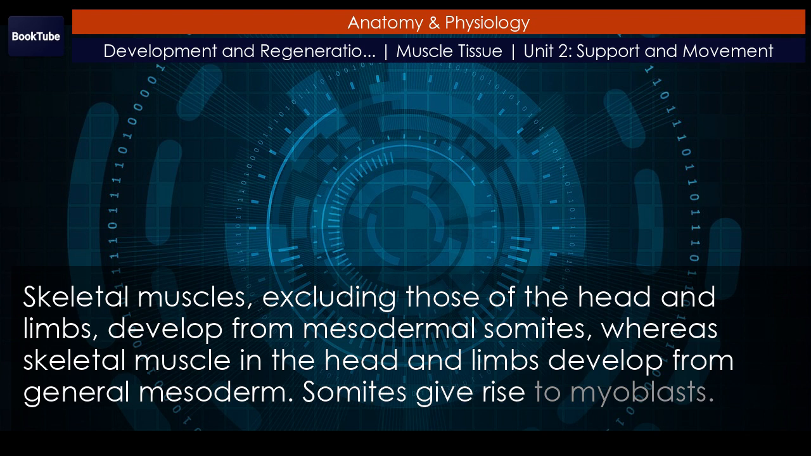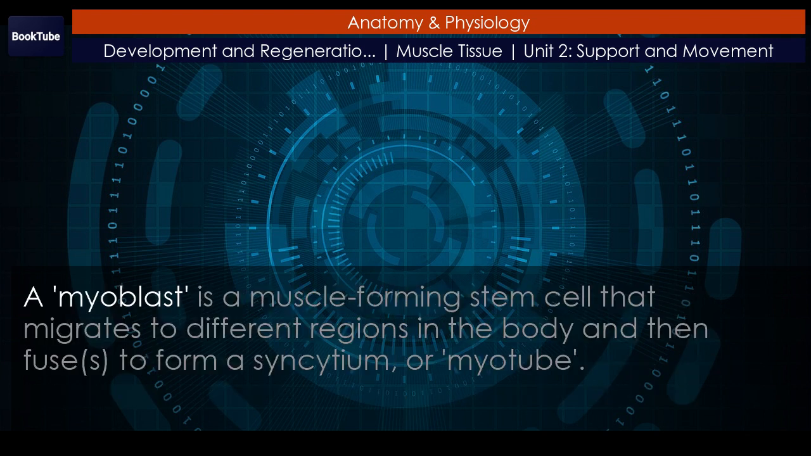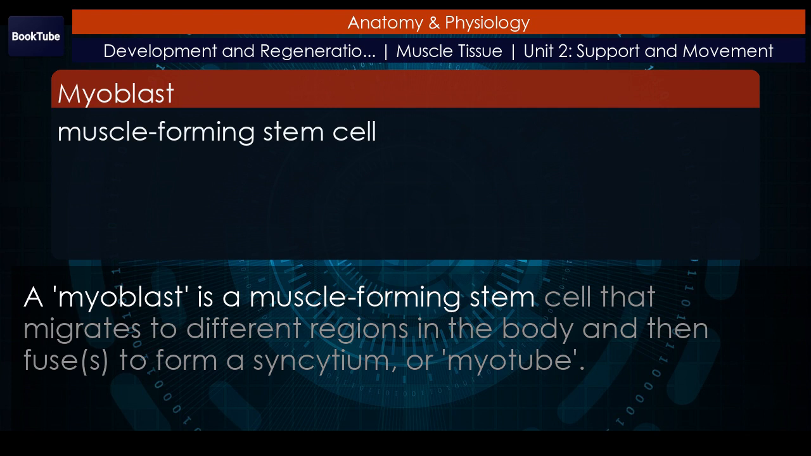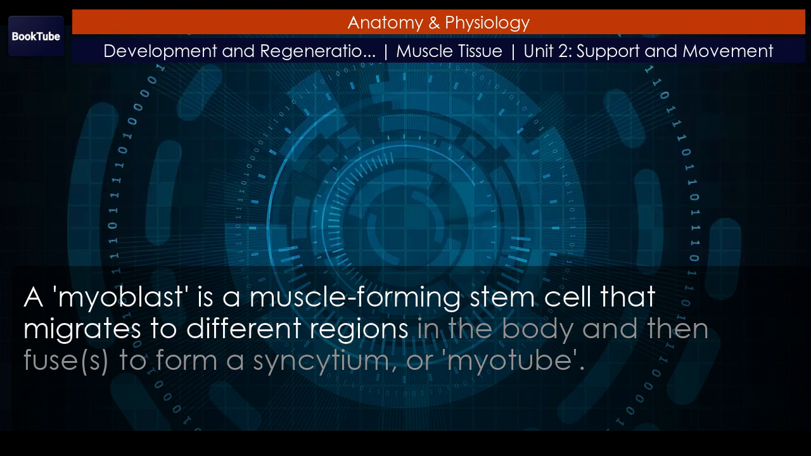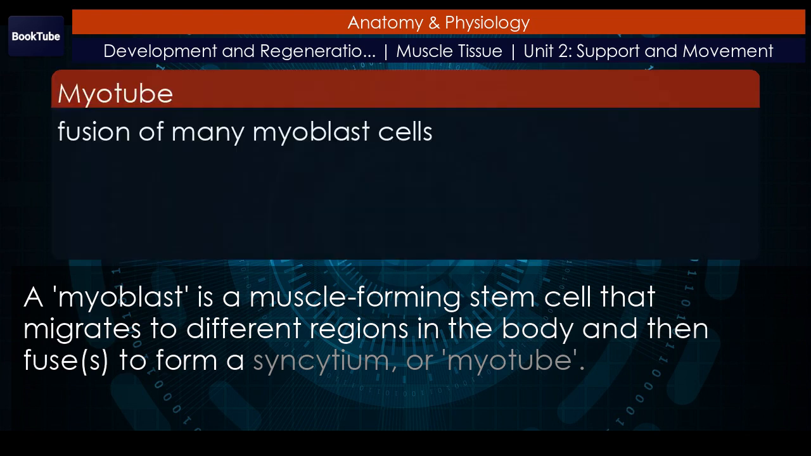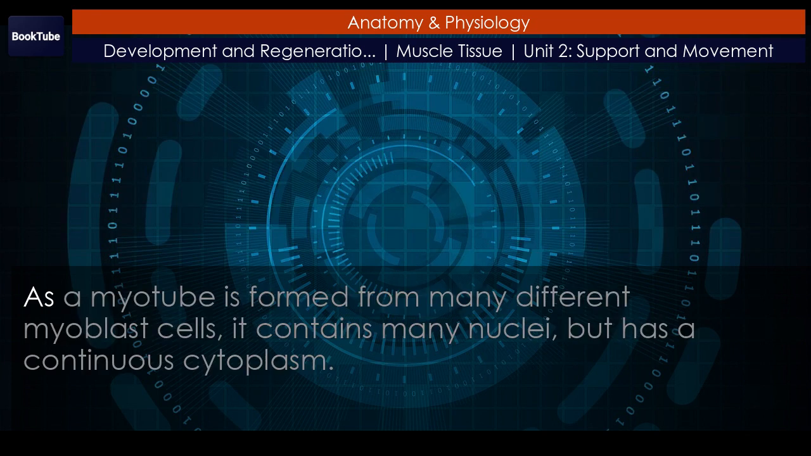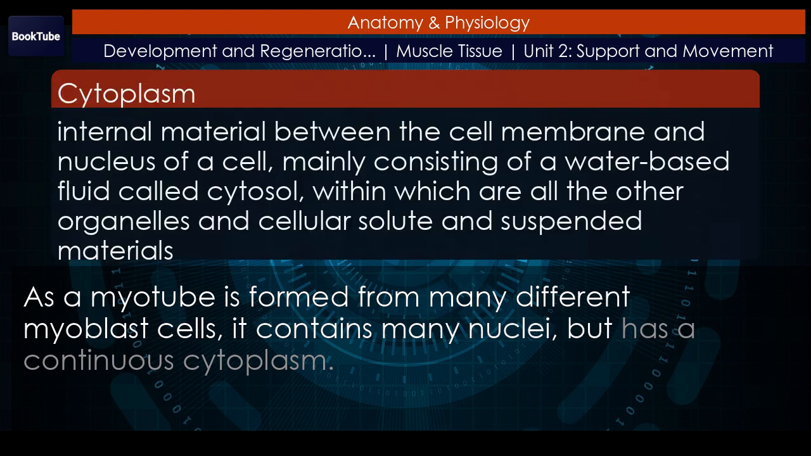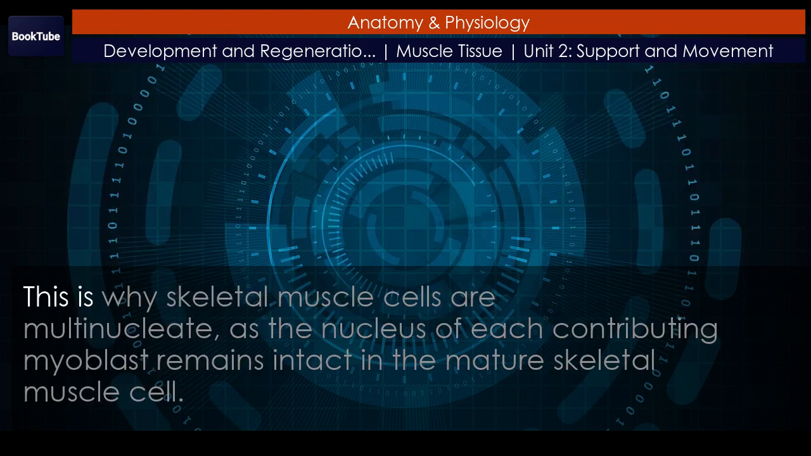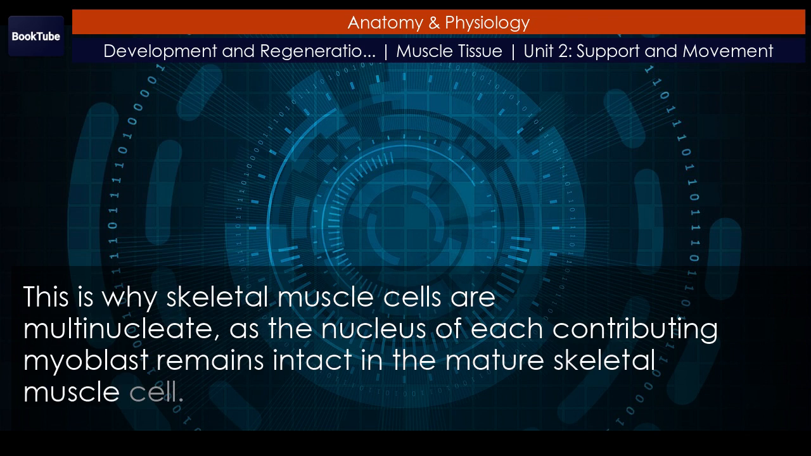Somites give rise to myoblasts. A myoblast is a muscle-forming stem cell that migrates to different regions in the body and then fuses to form a syncytium, or myotube. As a myotube is formed from many different myoblast cells, it contains many nuclei, but has a continuous cytoplasm. This is why skeletal muscle cells are multinucleate, as the nucleus of each contributing myoblast remains intact in the mature skeletal muscle cell.